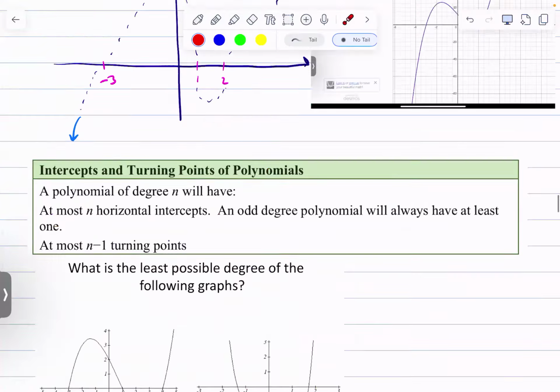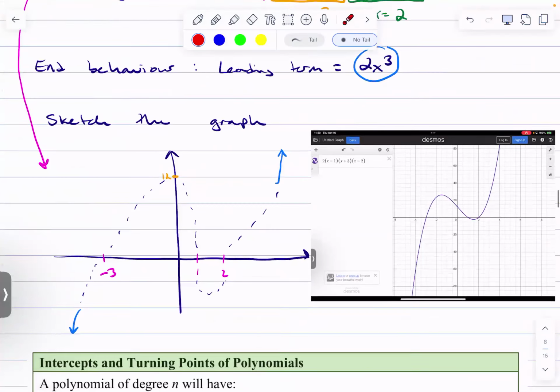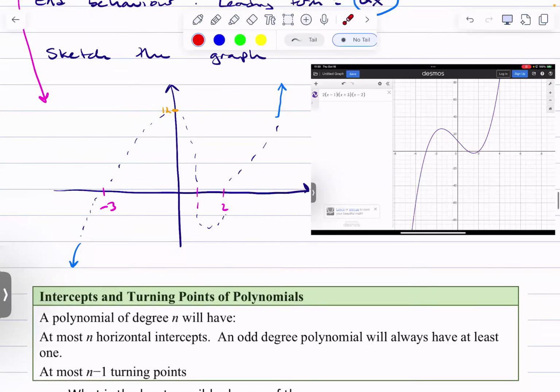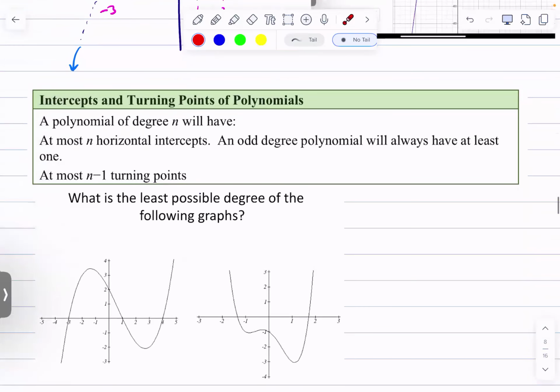And so here we had a polynomial of degree 3, so my n is 3, and I'm allowed to have at most 3 horizontal intercepts. And I'm going to have at most n minus 1 turning points.